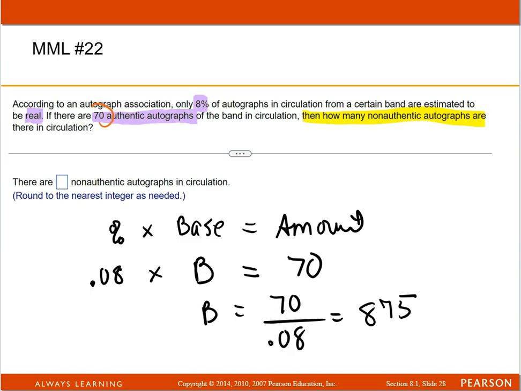875 total, and 70 of those are authentic. So if you subtract 70 from that, the final answer is 805 that are non-authentic.